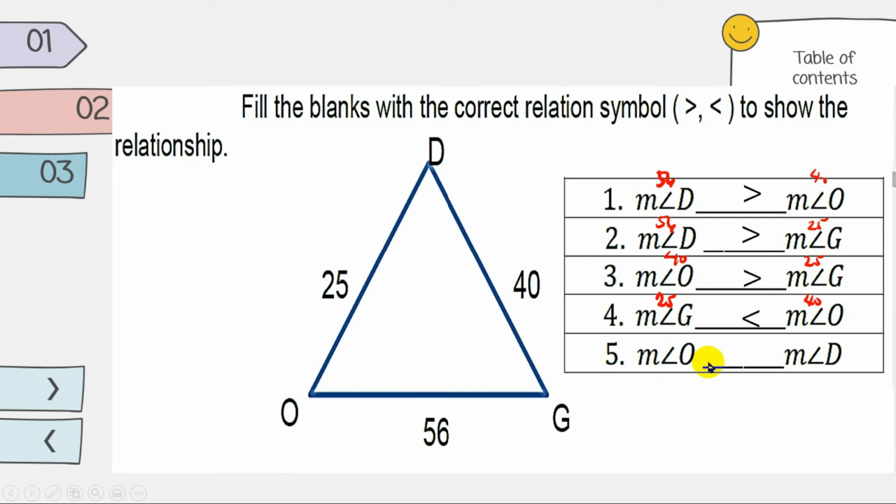Okay? Then, dun sa pinakahuli po, ang measure angle O, opposite side ay 40. Measure angle D, opposite side ay 56. So, mas maliit si 40 kaysa kay 56. Kaya, less than po ulit yung sagot. Okay? So, these measurements are not the measurements of the angles, but the measurements of the side. Then, in-apply po natin yung side angle inequality theorem.